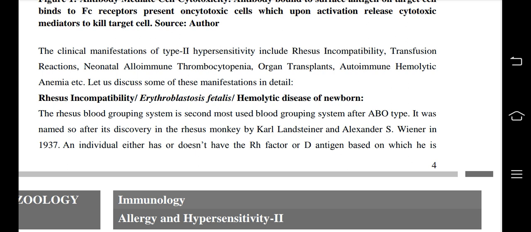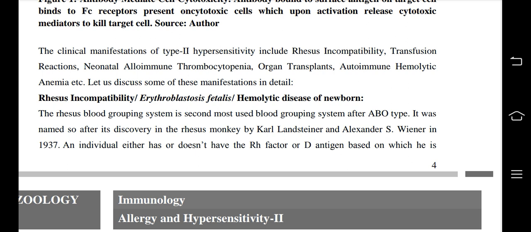Rhesus incompatibility or erythroblastosis fetalis or hemolytic disease of newborn. The rhesus blood grouping system is the second most used blood grouping system after ABO group typing. It was named so after its discovery in the rhesus monkey by Karl Landsteiner and Alexander S. Wiener in 1937.